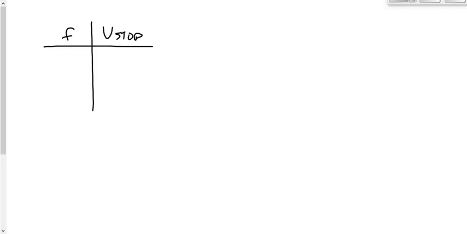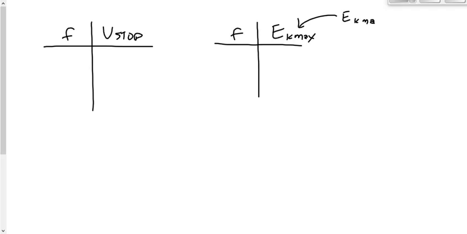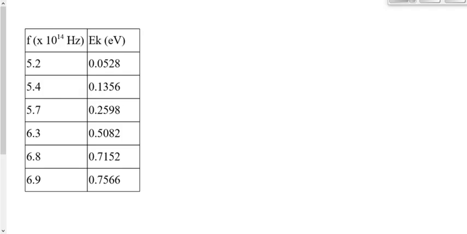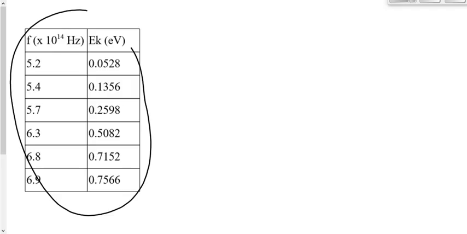Usually what we do is convert that table into an analysis table. Instead of being F and V stop, it would be F and EK max. We would find the value of EK max by simply multiplying each stopping potential by the charge. And then we plot that graph, EK max versus frequency. So let's say that we do this experiment, and we get a table that looks like this. Frequency in hertz and EK max in electron volts.